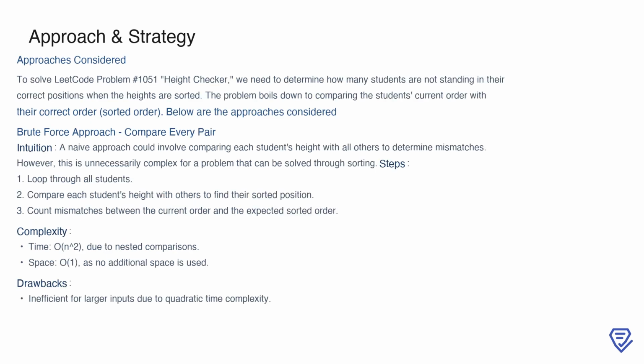To tackle the height checker problem, our goal is to identify how many students are not standing in their correct positions when the heights are sorted. This essentially means comparing the current order of heights with their correct, sorted order. One approach we could take is a brute force method, where we compare every student's height with all others to determine mismatches. The steps involve looping through all the students, comparing each height against every other height to find its sorted position, and counting the discrepancies.